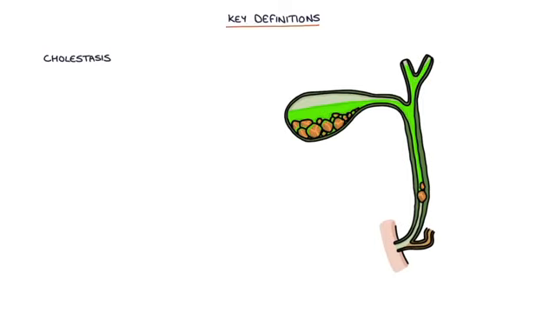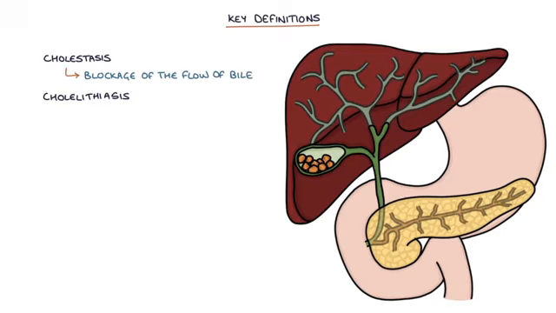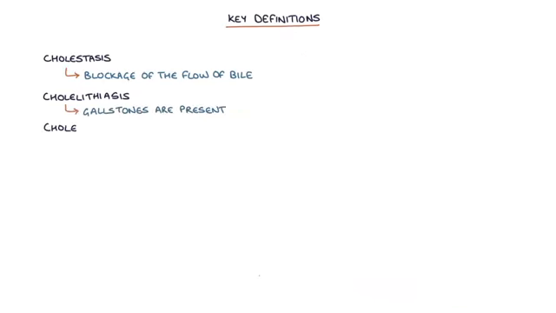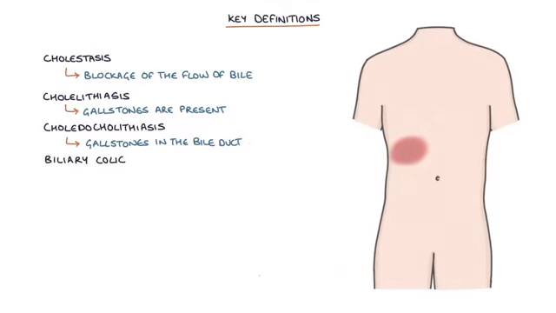Let's talk through some key definitions. There are some key definitions that it is helpful to be familiar with that relate to the gallbladder and gallstones. Cholestasis refers to blockage of the flow of bile. Cholelithiasis refers to when gallstones are present. Choledocholithiasis refers to when gallstones are in the bile duct. Biliary colic refers to intermittent right upper quadrant pain that's caused by gallstones irritating the bile ducts.